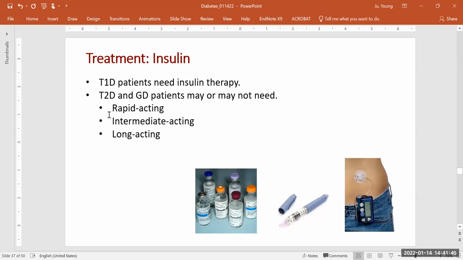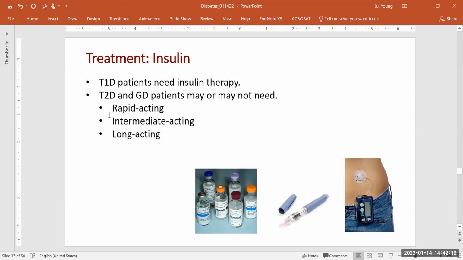The next treatment method is insulin. Sometimes they call it insulin therapy. People with type 1 diabetes need insulin therapy to survive because their pancreas no longer makes insulin. People with type 2 diabetes and gestational diabetes may also need insulin therapy as part of their treatment plan. Many types of insulin are available, including rapid, intermediate, and long-acting insulin options.